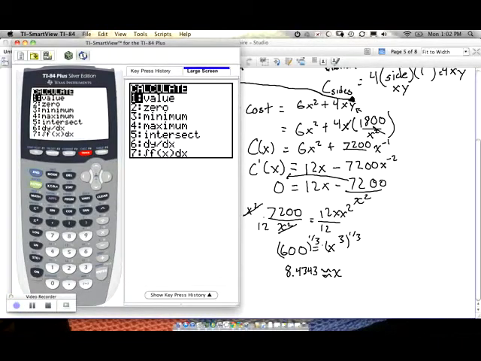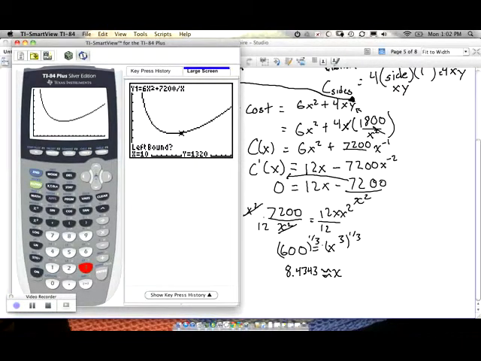I'm going to do second and then calculate the minimum. I know it's right after 8, so I'm going to type in 8 for my left, and let's type in 9 for my right. Let's see if we get the same thing. We'll say 8.4. So it is. It's 8.4343, but the key here is that y value.